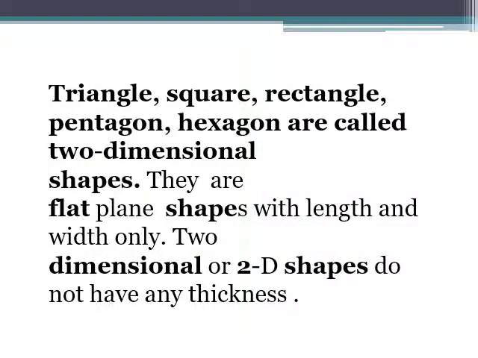In this way, we can draw many closed shapes on a flat plane. Such type of shapes which have only length and breadth and do not have any thickness are called two-dimensional shapes or 2D shapes. Triangle, square, rectangle, pentagon, hexagon, all are two-dimensional shapes.